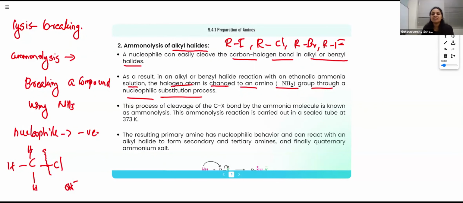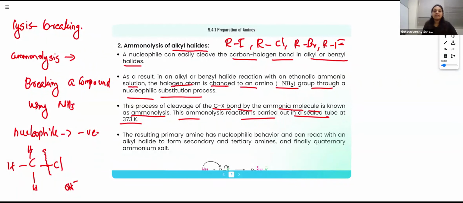The process of cleavage of the carbon-halogen bond by the ammonia molecule is known as ammonolysis. I told you, lysis means breaking, so ammonolysis means we are breaking using ammonia. The ammonolysis reaction is carried out in a sealed tube at 373 Kelvin temperature.